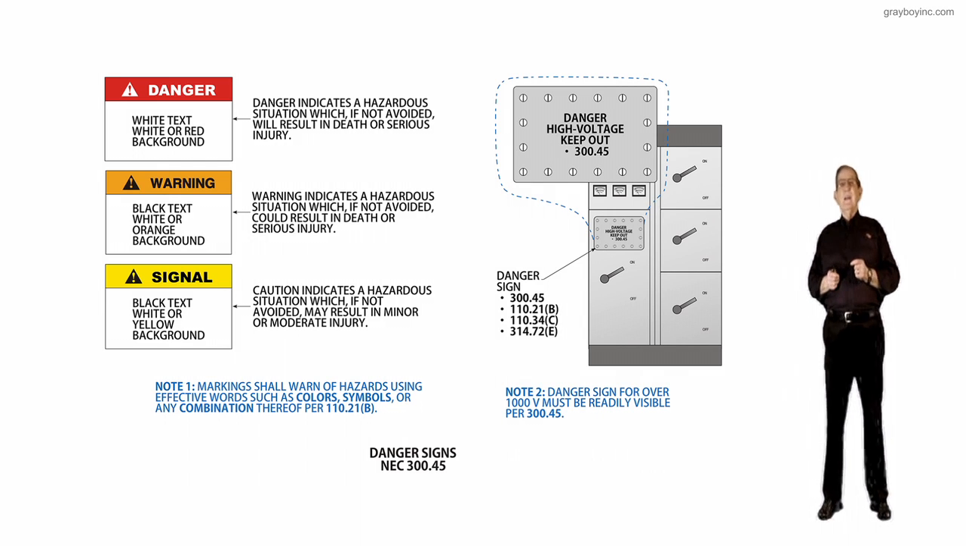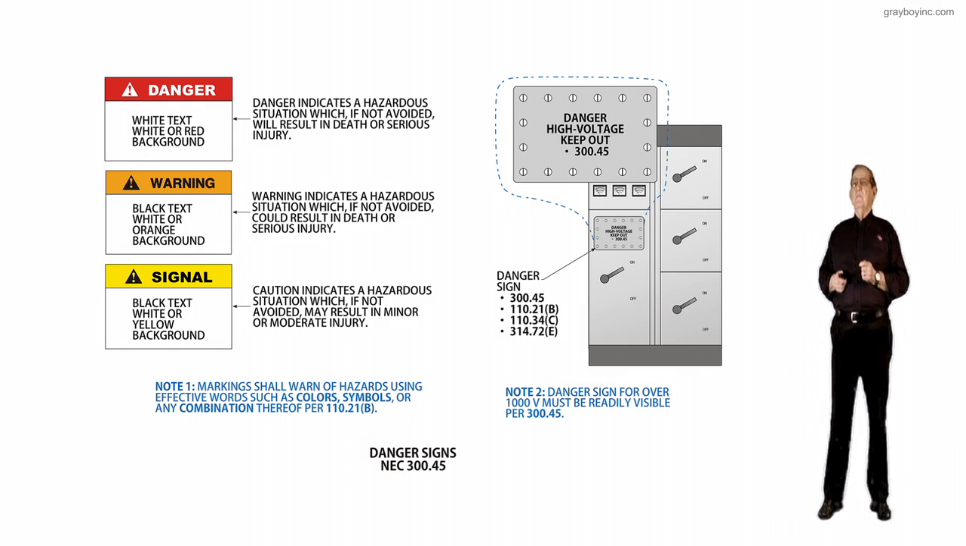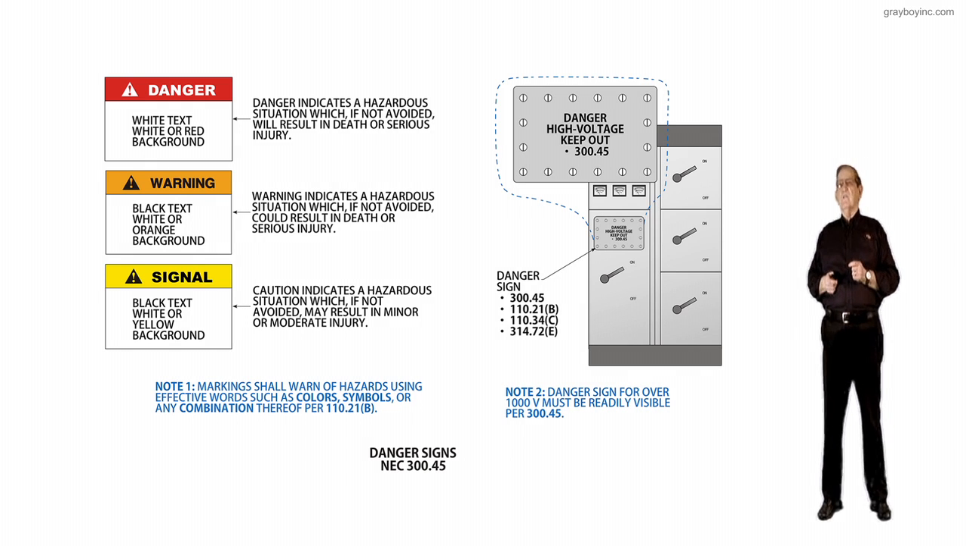First, I would like to cover the danger high voltage keep out sign, 300.45, that's showing on the equipment. That has to be there to give a warning that the voltage is greater than 1,000 volts.